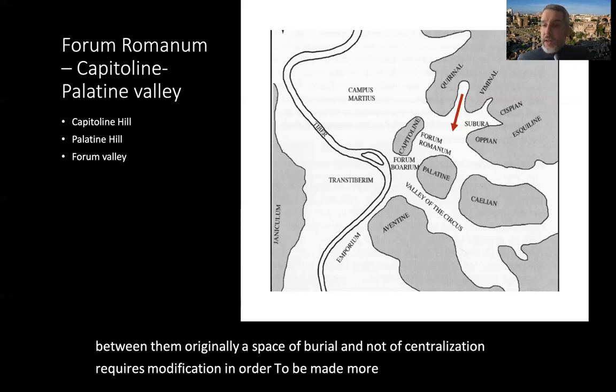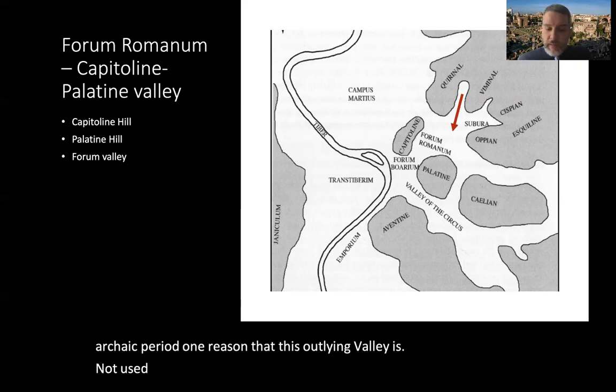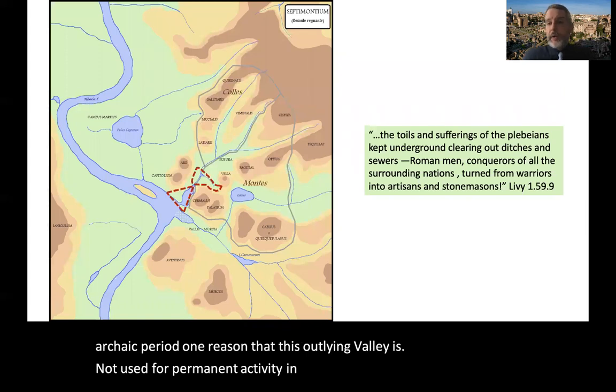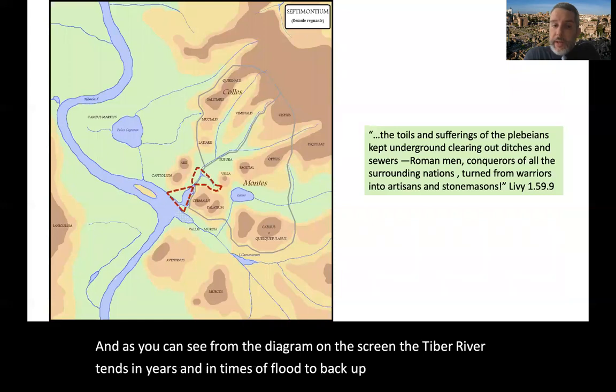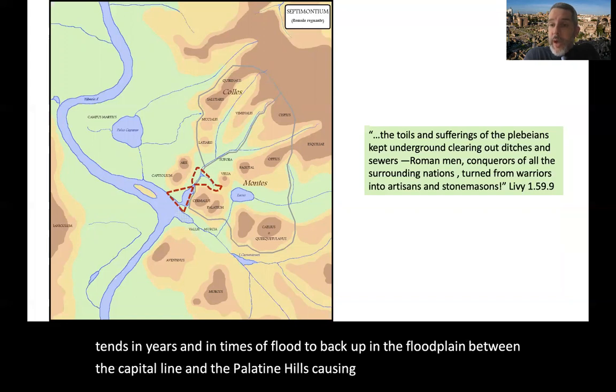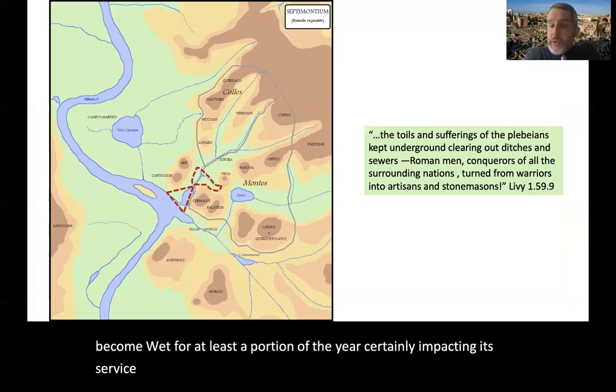One reason that this outlying valley is not used for permanent activity in the Archaic period is that it is prone to surface flooding. And as you can see from the diagram on the screen, the Tiber River tends in years and in times of flood to back up in the floodplain between the Capitoline and the Palatine Hills, causing the Forum Valley to become wet for at least a portion of the year, certainly impacting its serviceability as a community center or a public square.